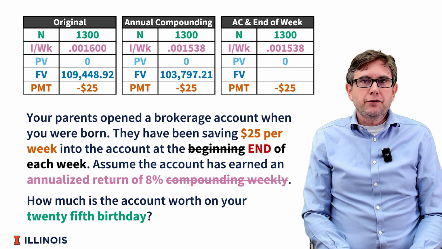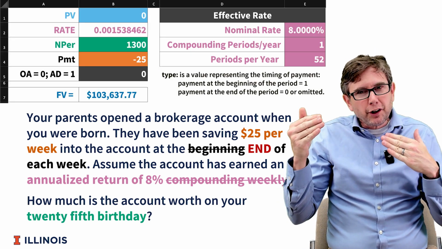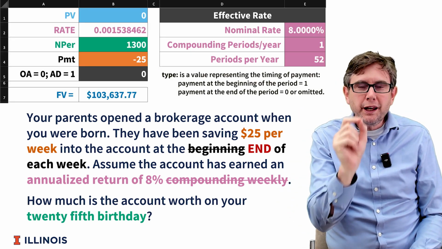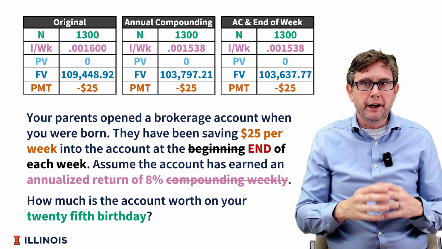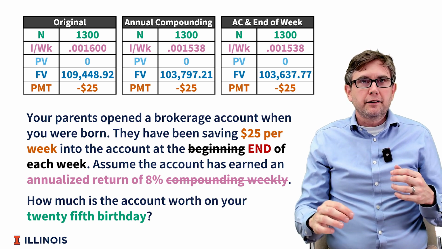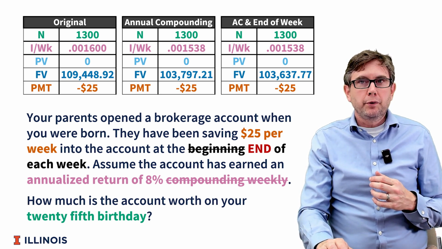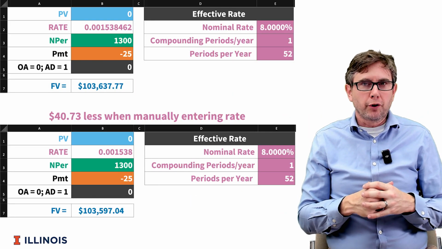But in this case, if you switch from beginning to end, you can see that that number drops even a little more because you have one less week at the end where your money's going to compound. So we see it drop a little bit, 103,637.